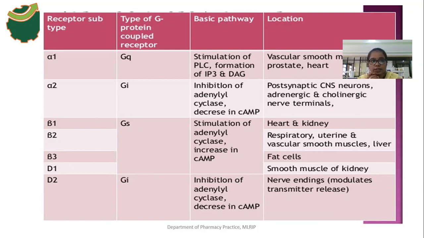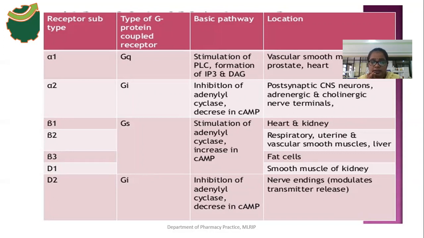Adrenergic receptors are firstly divided into alpha and beta. Alpha is again divided into alpha 1 and alpha 2, and beta receptors are divided into three types, that is beta 1, beta 2 and beta 3.